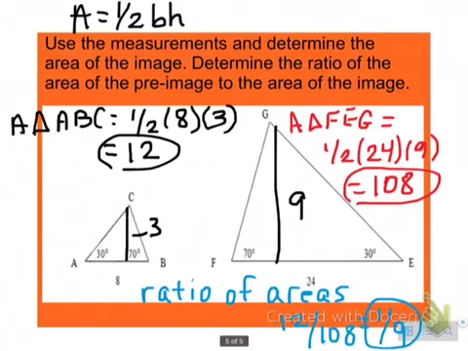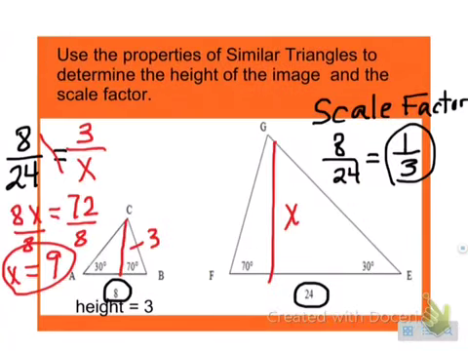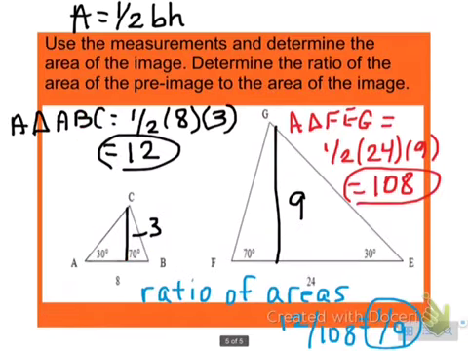So to find the ratio of the areas, the area of my pre-image was 12, and the area of my image was 108, and I reduced that and I get 1/9. I want to compare that to the ratio, or the scale factor. I go back and look. I said my scale factor was 1/3, and my ratio of the areas is 1/9.